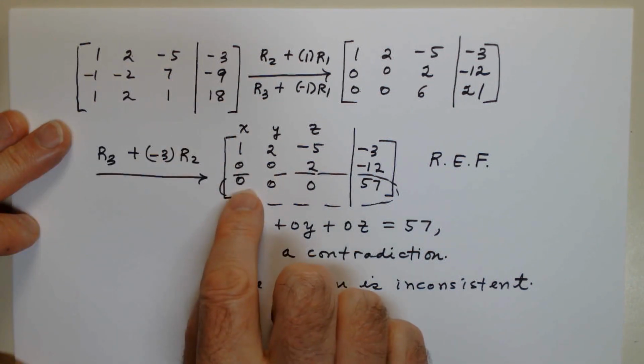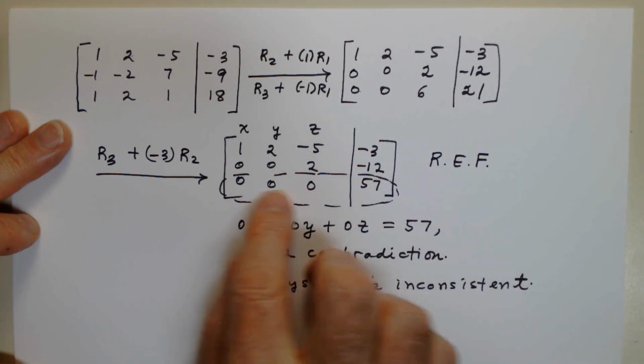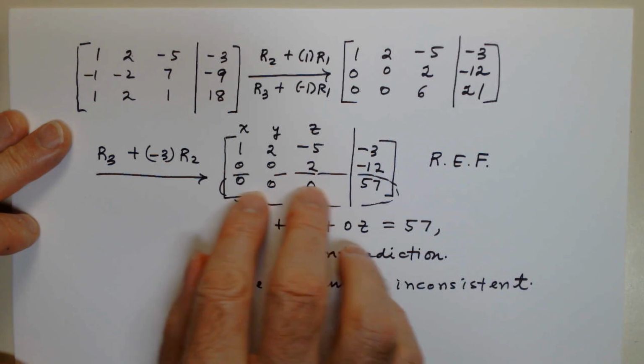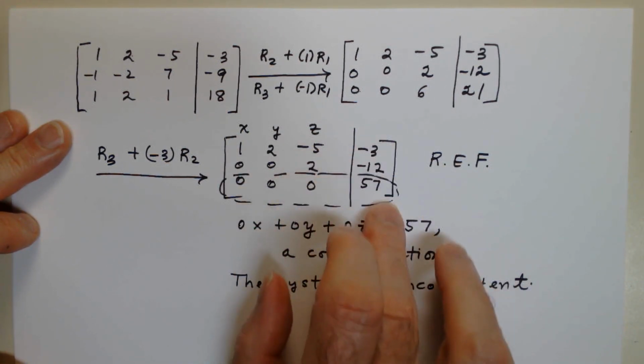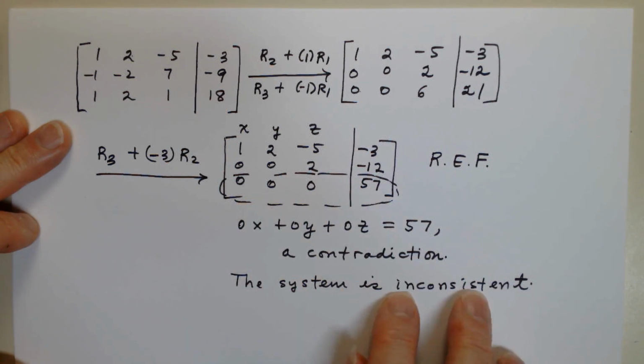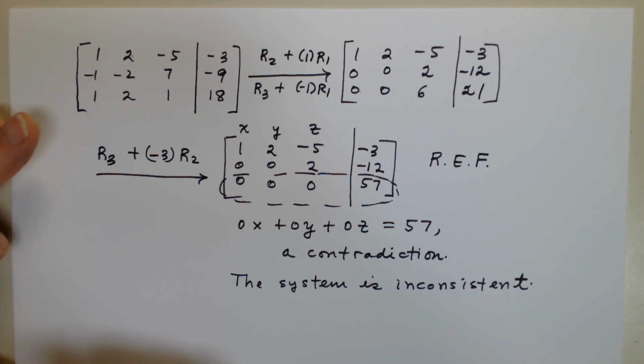So when we reach such a contradiction in our reduced echelon form, when a row of zeros in our coefficient matrix is matched up with a non-zero entry in our constants column, we can declare the system inconsistent and say that the original system has no solutions.